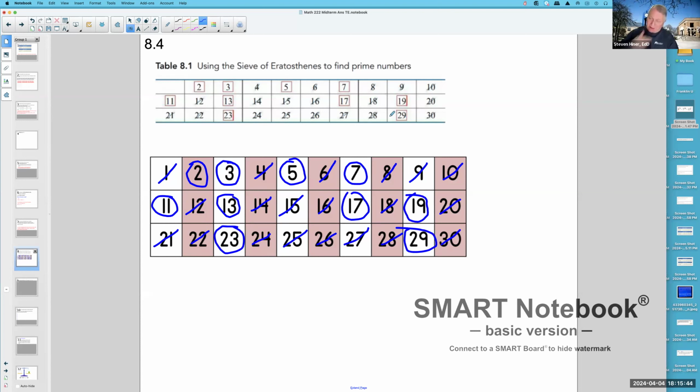I should have the same table as I have up there. But that's how you actually do it, okay? You circle the first prime, 2, cross out all even numbers, and then continue with 3, 5, 7, 9. Okay.